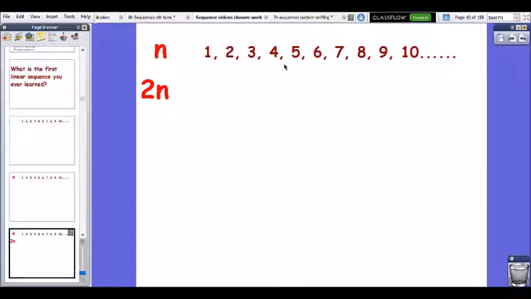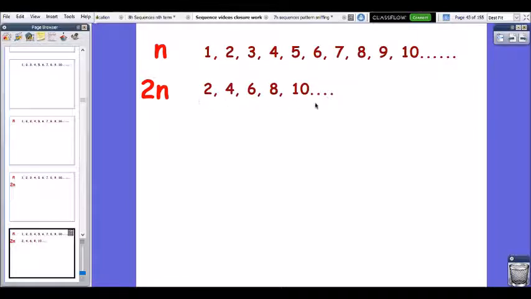If n represents my 1 times tables, what do you think 2n represents? 2n represents this sequence here, my 2 times tables. In this lesson it's going to be about representing sequences with algebra. Let me ask you a few more questions. What do you think the sequence 3n would look like? This is a piece of algebra which represents a linear sequence. So 3n is the sequence 3, 6, 9, 12, 15 and so on.